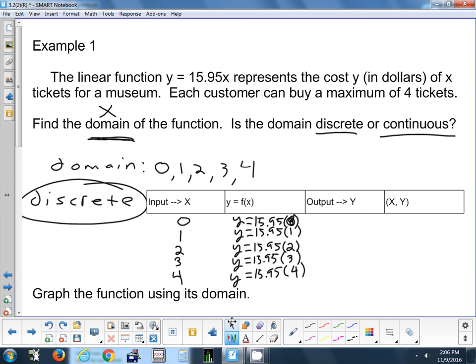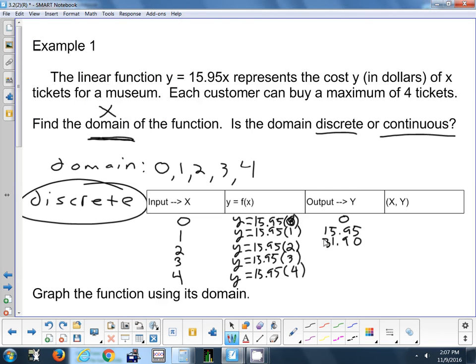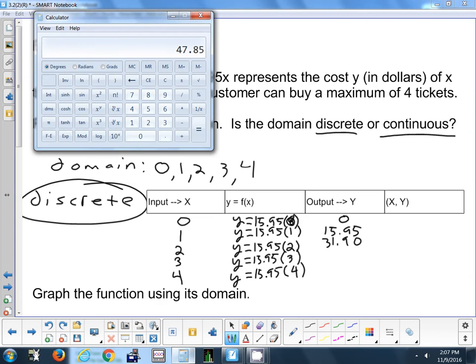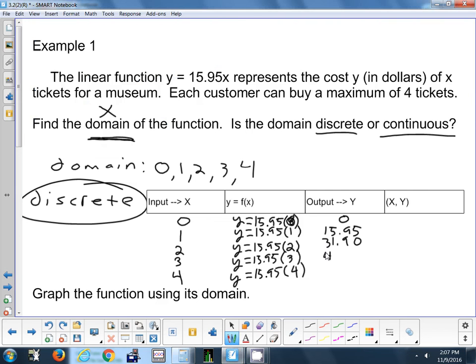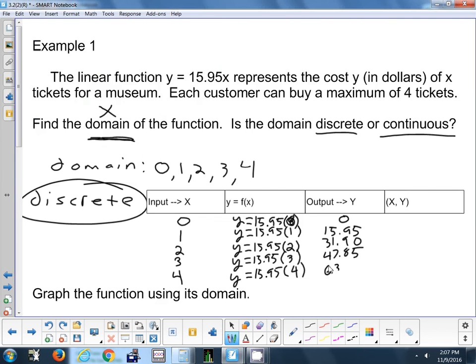What's 15.95 times 0? Careful. Oh, 0. Anything times 0 is 0. 15.95 times 1 is 15.95. Now 15.95 times 2, let's use the calculator. $31.90. If you times it by 3, $47.85. And times it by 4, $63.80.